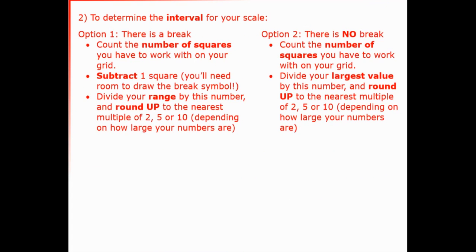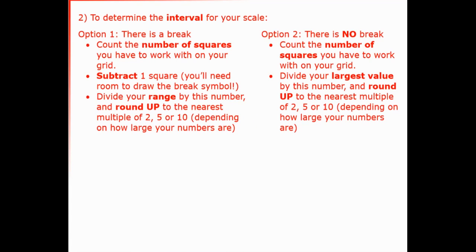All right, determine what your intervals should be. If you have a break, then count the number of squares you have on your graph, on your grid. Subtract one square. You'll need room to draw a break symbol. That's where the break is going to go in the first grid. Divide your range by the number and round up to the nearest multiple of 2, 5, or 10. You want to have nice numbers, depending on how large your numbers are.